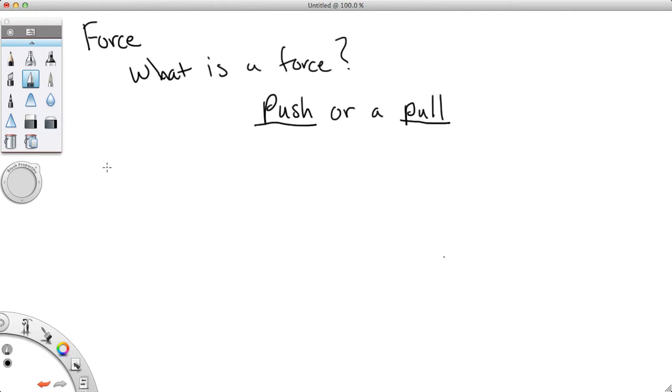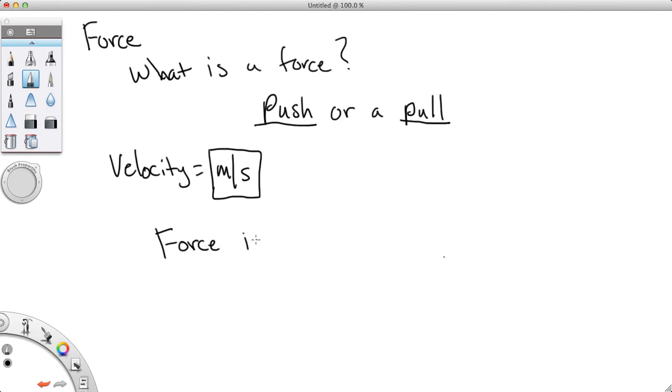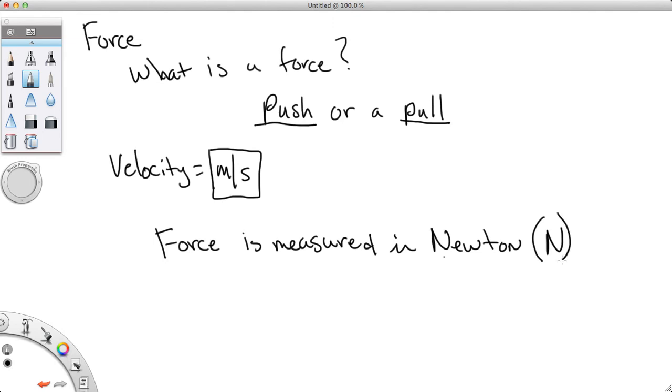Now, just like velocity, remember we measured that in meters per second, okay? Just like velocity has a unit it's measured in, force also has a unit. Force is measured in newtons. And newtons are abbreviated with a capital N. Force is measured in newtons.